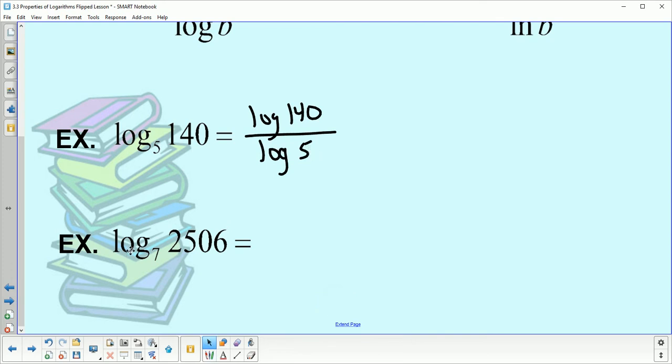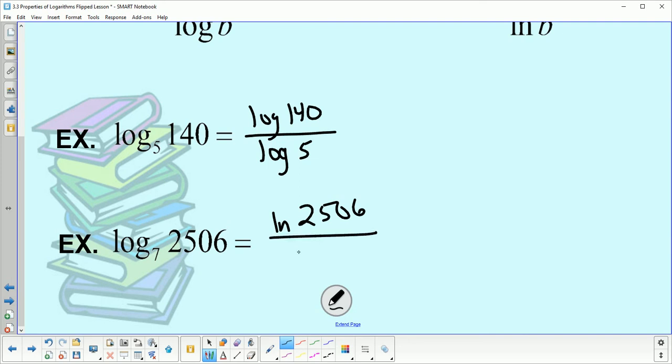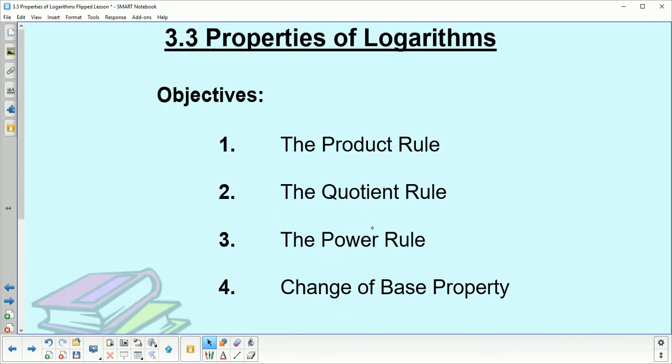Likewise, if we don't want to use the log base 10, which is what these two are, we can just say the natural log of 2,506 over the natural log of 7. And both of these are just going to give you some decimal approximation. It's going to be some big, ugly, irrational number. But at least we have an idea of what that number is.